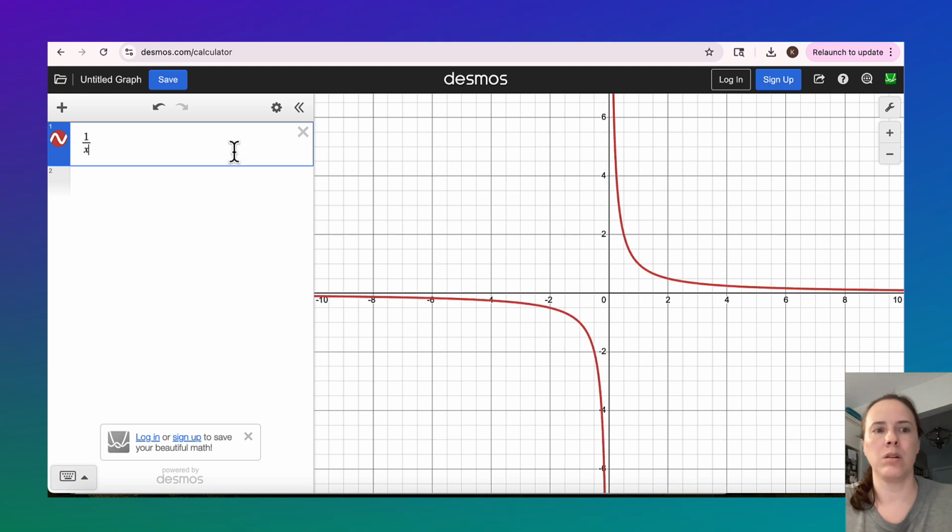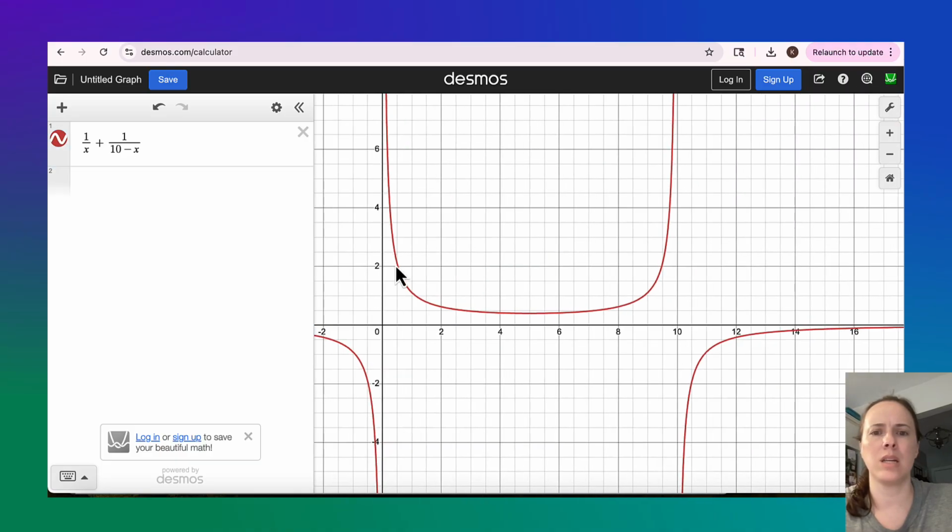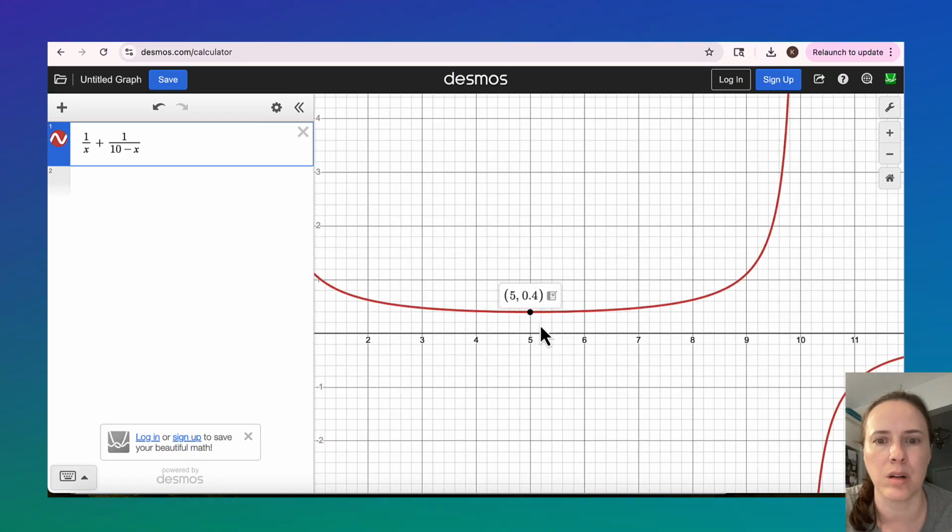All right, so if I do 1 over x plus 1 over 10 minus x, that is exactly what we kind of expected. Between 2 and 10, well, I guess 9, we're going to have a minimum exactly halfway. So I'm going to make sure I have a minimum exactly halfway on my graph. We can get some numerical values out of there.